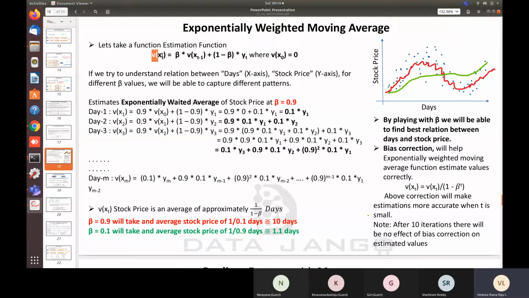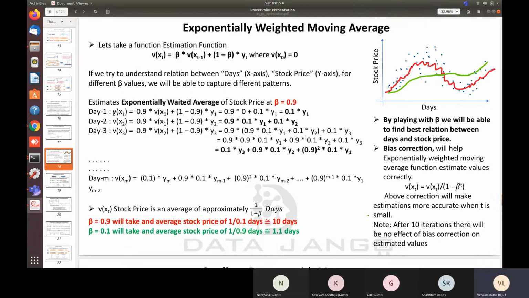So if you have to find out the first day stock price, it's going to be x0. There is no value, so you take v of x0 equal to 0. Now let us take beta equal to 0.9 and see what happens here. If we try to understand the relationship between days and stock price for different beta values, we'll be able to capture different patterns. To understand the pattern, you can use this equation. Here I have taken beta equal to 0.9.